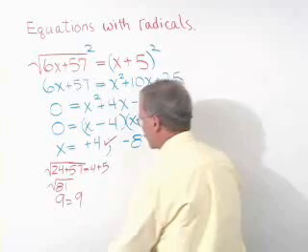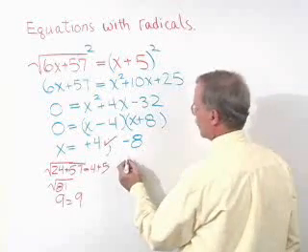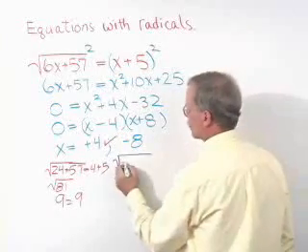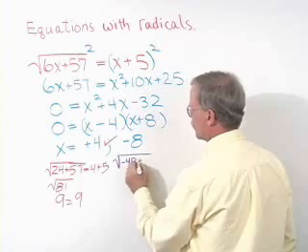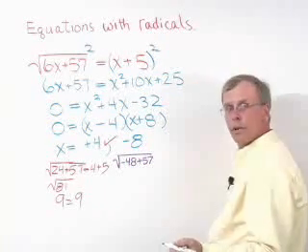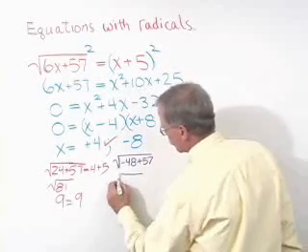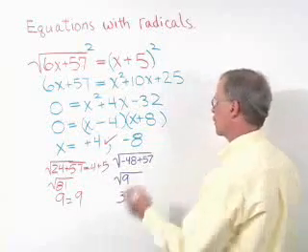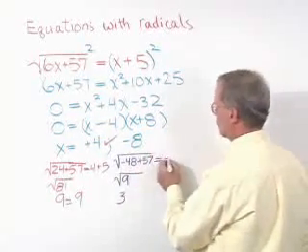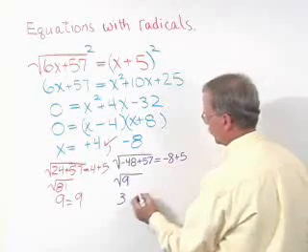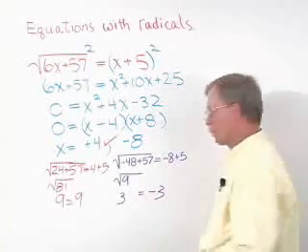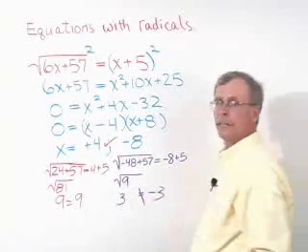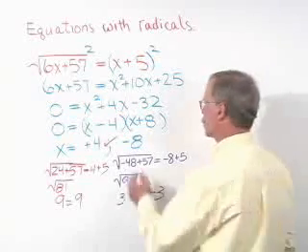Let's check the other side. If we have negative 8, we'll have the square root of 6 times negative 8 is negative 48 plus 57. Negative 48 plus 57 is 9. The square root of 9 is 3. Let's go to the other side. Negative 8 plus 5 is negative 3. That's not an answer. 3 does not equal negative 3. Here's an extraneous solution.